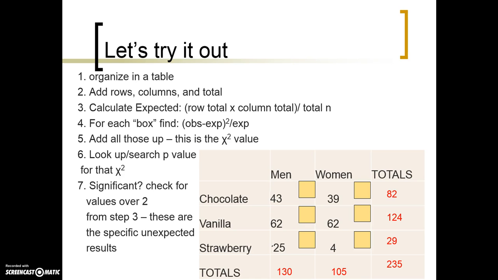Step 3, we're going to calculate the expected value for each cell. So to get the value that we're going to stick right here, I'm going to take the row total times the column total divided by the total. And that's going to give me all of these values. So for this cell, for 39, I'm going to take the row total times the column total divided by the total. And that gives me 36.64. So my observed value is 39. My expected value for that cell was 36.64. Same with all of these. So this one, the row total times column total divided by total.